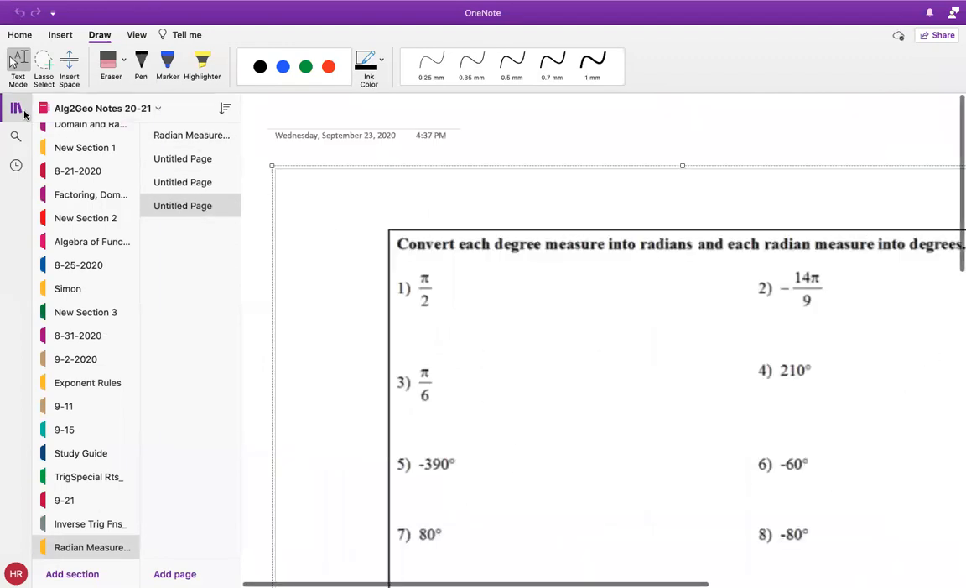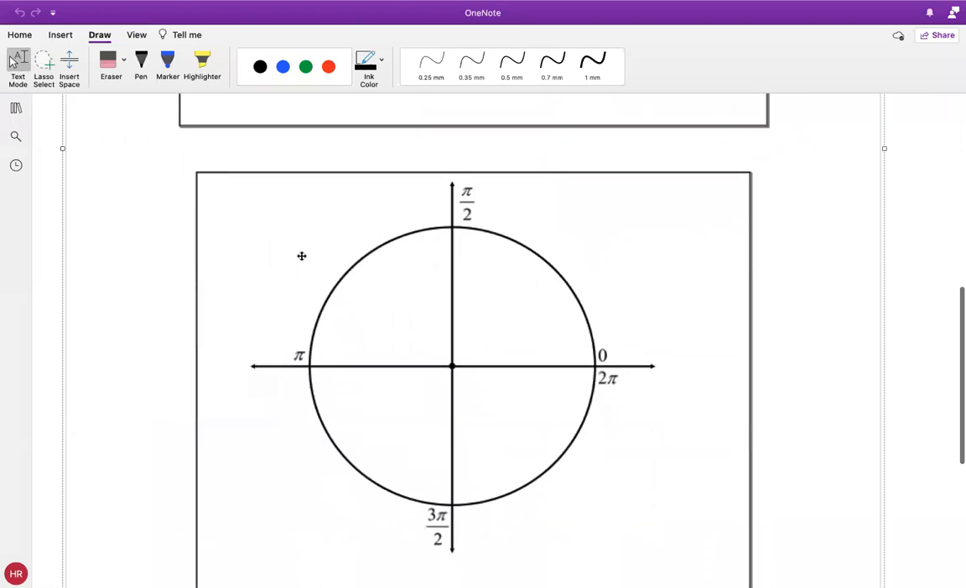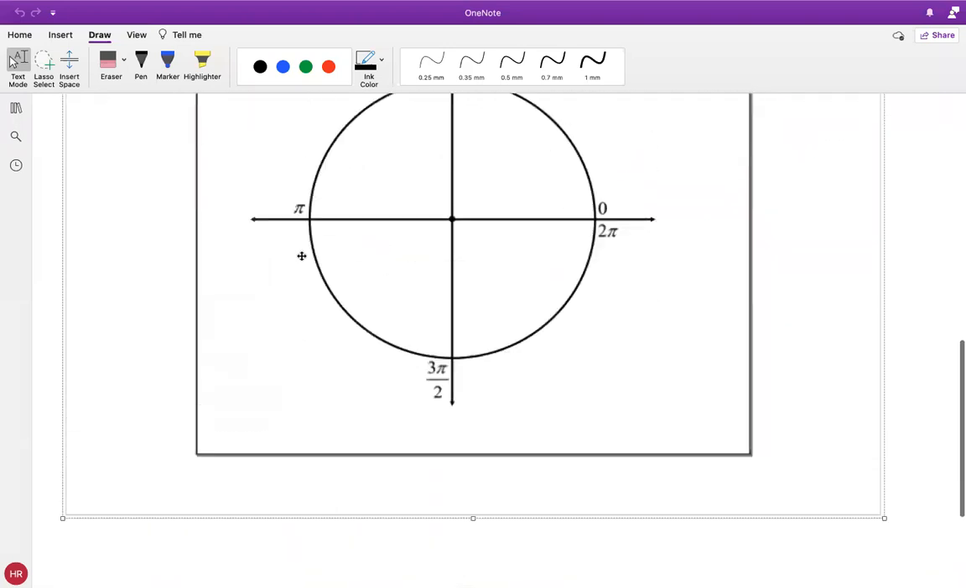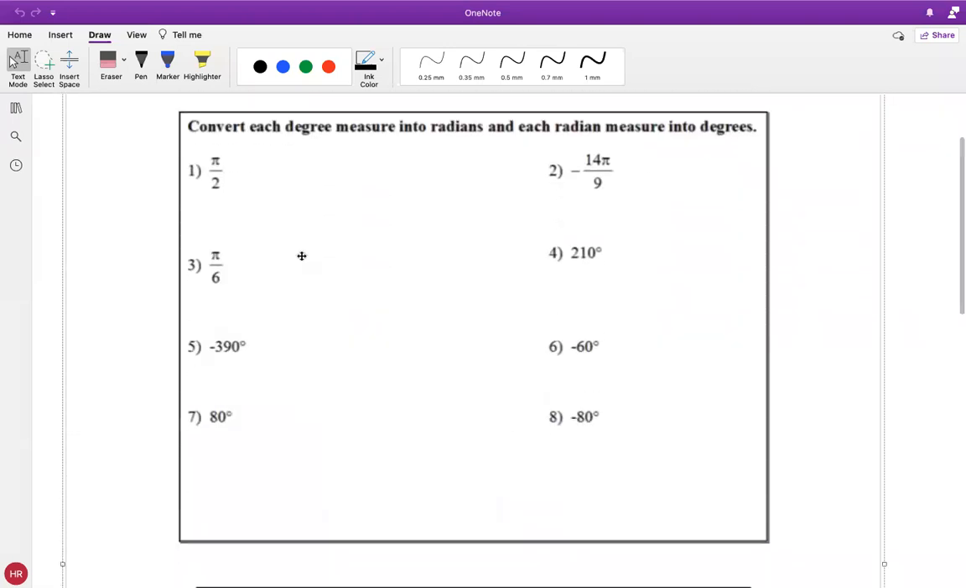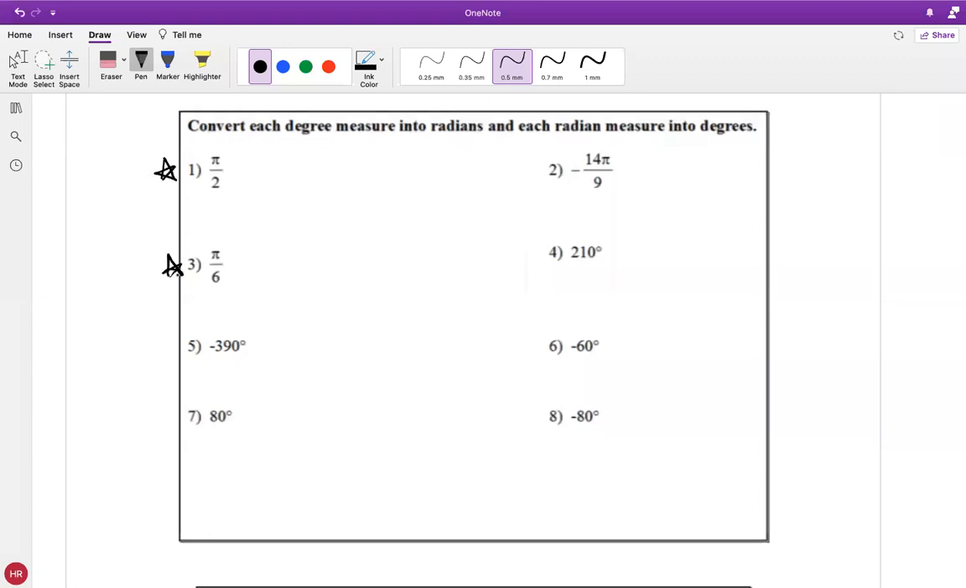That's about it here. The rest of this is just a bunch of examples, which I'm actually not going to do. I'm going to let you guys do these. You're just going to use the 2 methods I outlined above. For these ones, I would use the method where you just replace pi with 180 and then simplify the fraction. And for these ones, I would use the proportion.